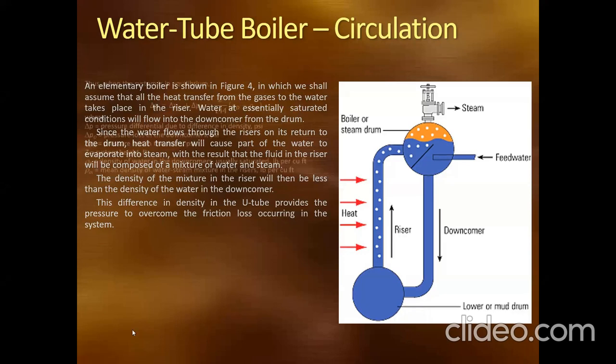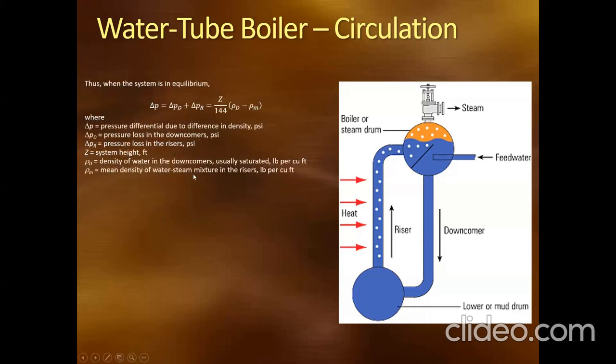So, next slide. Thus, when the system is in equilibrium, delta P is equal to delta P_D plus delta P_R, which is equal to C over 144 times (rho_D minus rho_M), where delta P is the pressure differential due to the difference in density, psi. English series tayo dito. Pwede lang SI. Delta P_D is the pressure loss in the downcomer. Delta P_R is the pressure loss in the riser. So, total mo yon delta P. C is the system height.